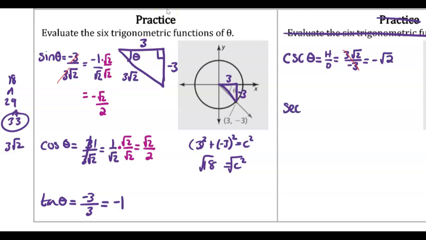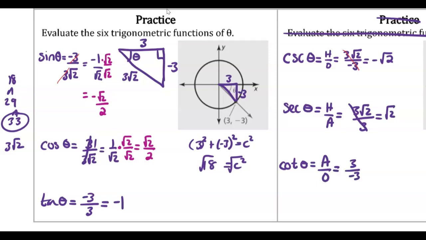All right, secant is the reciprocal of cosine. So if cosine's adjacent over hypotenuse, this is hypotenuse over adjacent. So the hypotenuse is 3 square root of 2 over the adjacent is 3. The 3's cancel out and square root of 2 is just your answer. And then cotangent is the reciprocal of tangent. So if tangent is opposite over adjacent, this is adjacent over opposite. Adjacent is 3, opposite's -3, we get -1.